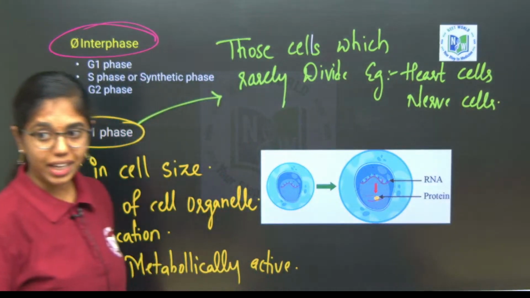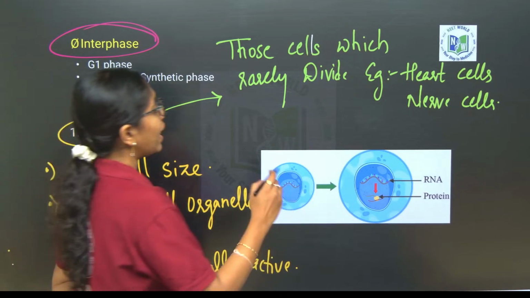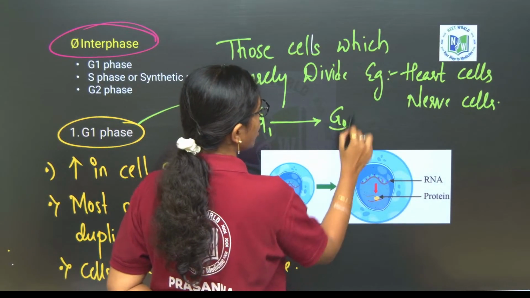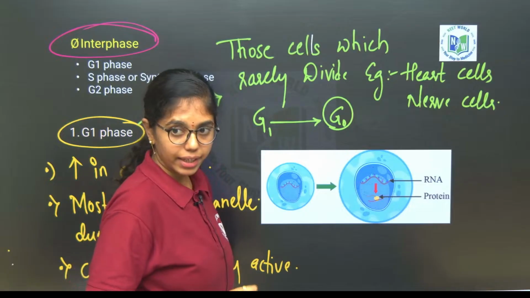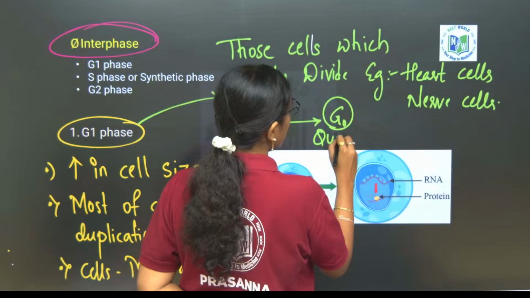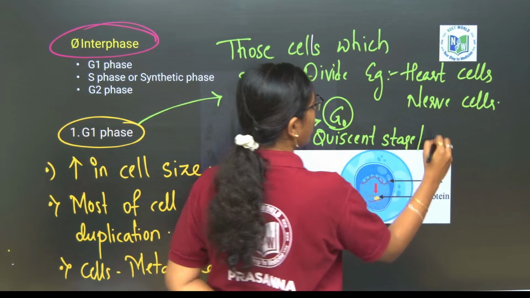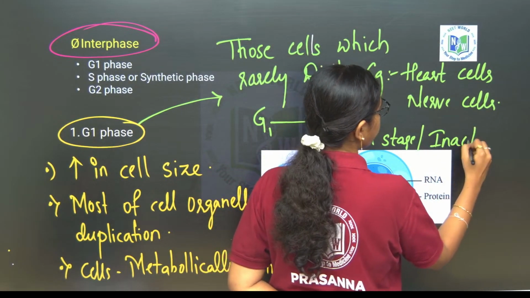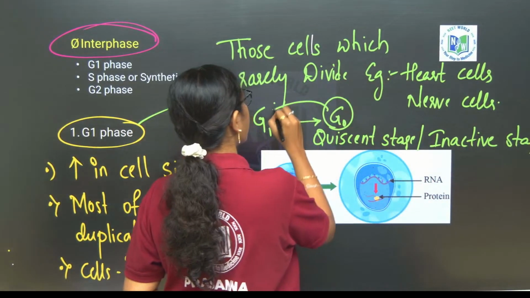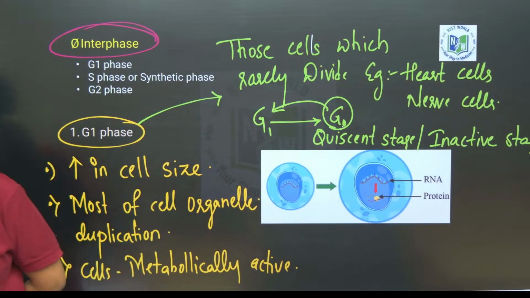Those cells which rarely divide, like heart cells and nerve cells, what happens, ma? They will enter from G1 phase to G0 phase. In G0 phase, the cells are metabolically active, but they don't divide at all. G0 phase is also called as quiescent stage or inactive stage. Whenever they are resuming back their cell division, they will enter again from G0 phase to G1 phase. This point is clear to you, no?